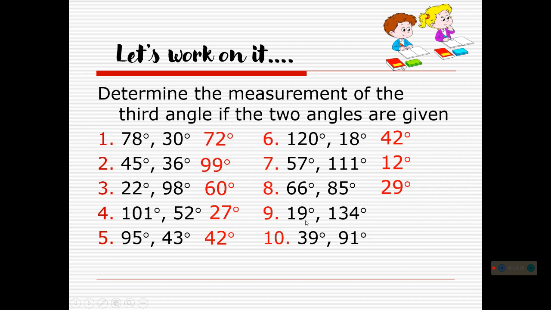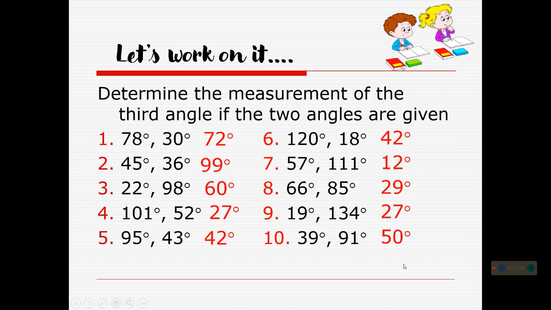Okay, how about 19 plus 134? Okay, and then subtract from 180. So you will have 27 degrees. Then 39 plus 91 degrees. That's 130 degrees. 180 minus 130 is equal to 50 degrees. Okay, so I hope you got it.